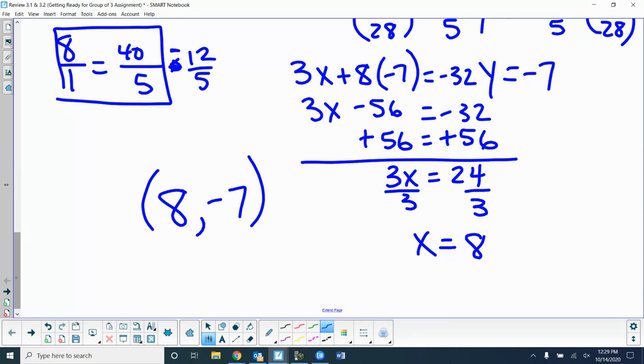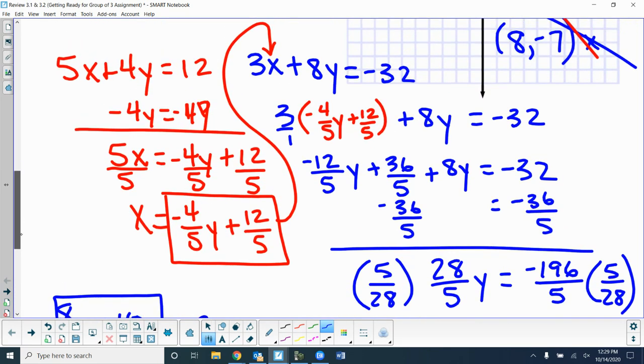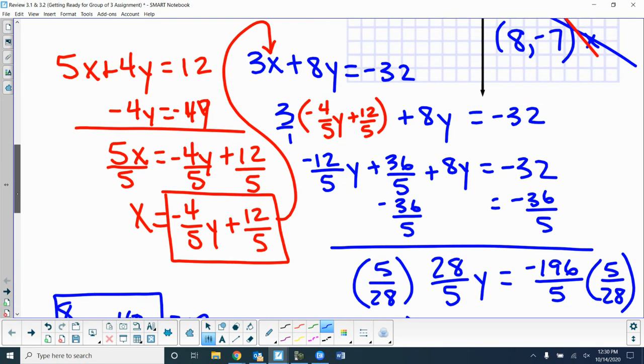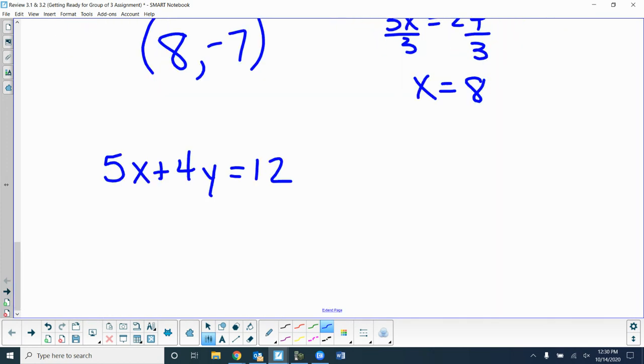All right, do it again. So we got 5x plus 4y equals 12, and 3x plus 8y is negative 32. We haven't done elimination yet. What did I tell you to make sure of first for this one? Everything's lined up. Is everything lined up? Yes.